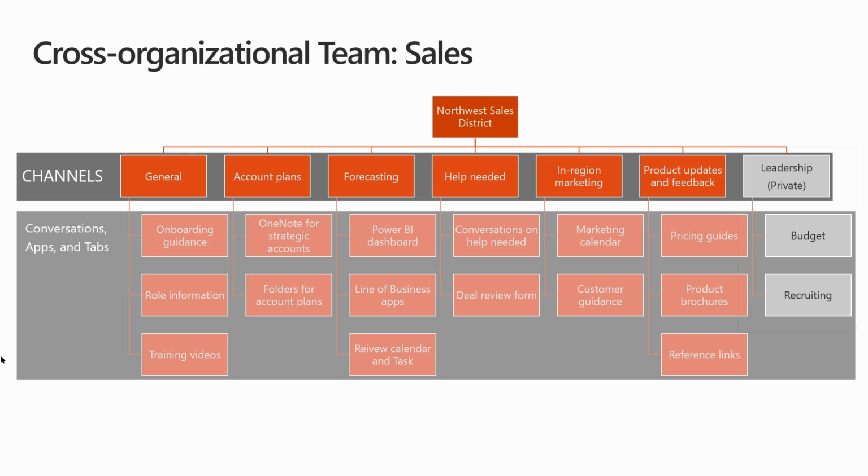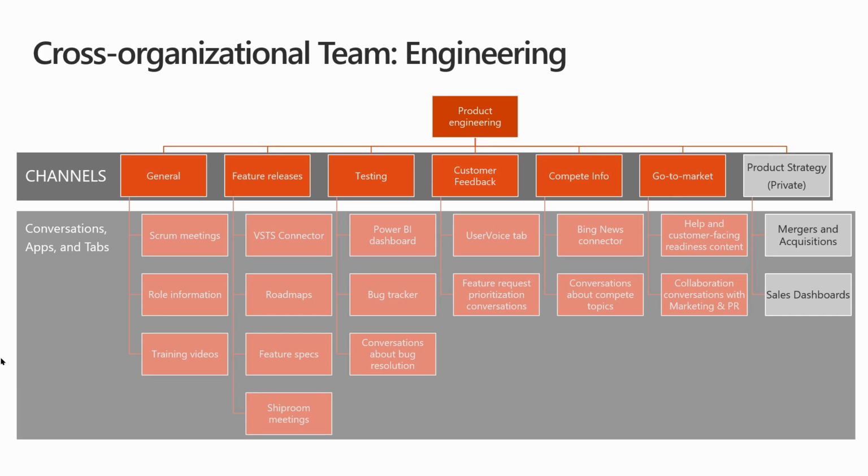Over on the far right in gray, we're indicating a private channel called Leadership. Now, this is a channel where only select members of the overall Northwest Sales District will be able to see the content. And you'll notice the information we have in there is for budget and recruiting. You might not want everyone in the district to see that information, and so you can keep it there in that private channel. Now, this keeps you from needing to create a separate team for those leaders. That's originally what people had to do, and many of you have. But now, instead of having a separate team, you can have a private channel and keep everyone together, which we like.